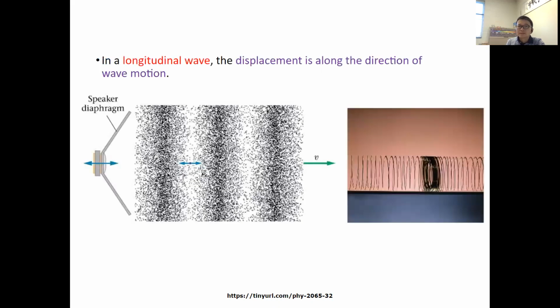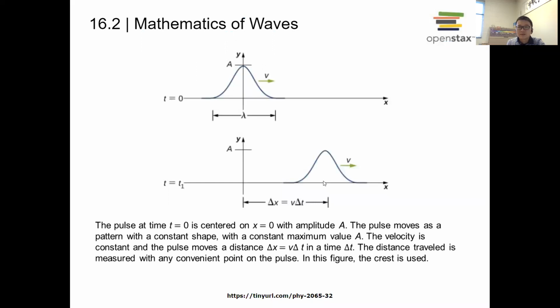Okay. Now let's take a look at longitudinal waves. The displacement is along the direction of wave motion. The displacement of the medium goes back and forth, like in the slinky. If you generate a wave, the slinky vibrates back and forth in the direction of the motion of the wave. Mathematically, when the wave propagates, this is what it looks like, right? If you create a wave, then it propagates to the right.